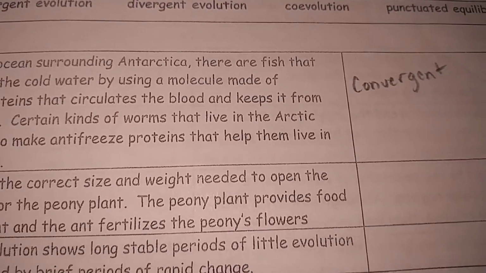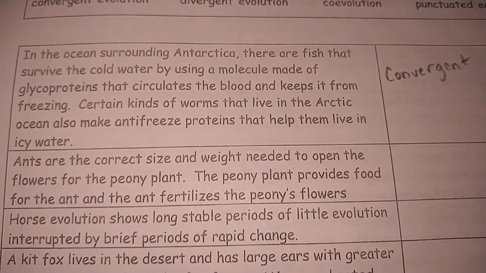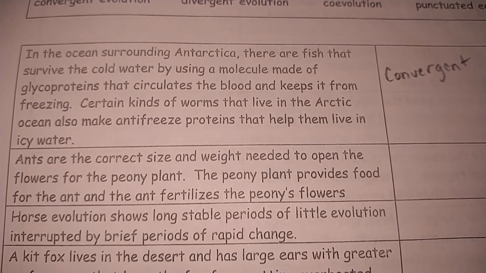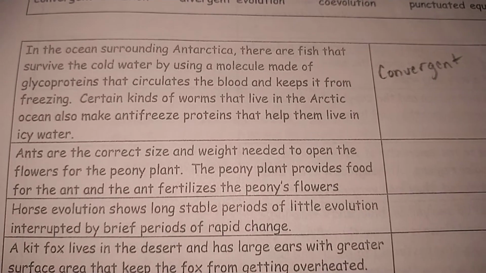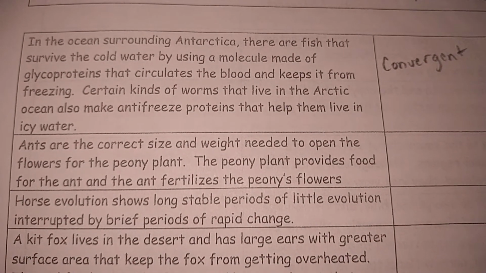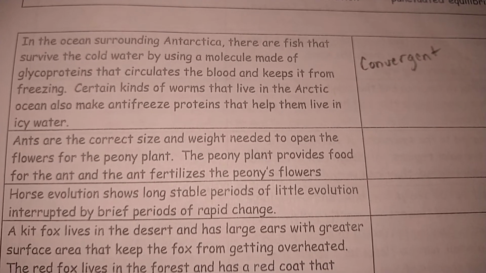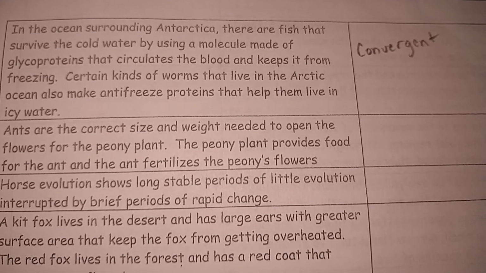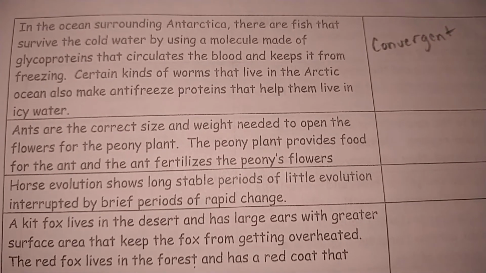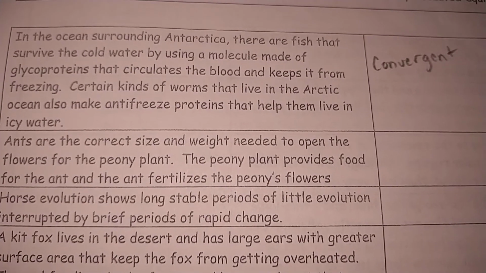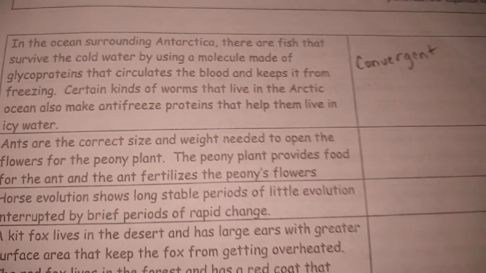Okay. Next we have ants are the correct size and weight needed to open the flower of the peony plant. Okay. They fit just right with each other. The ants are the perfect size to open the peony. The peony plant provides food for the ant, and the ant fertilizes the peony flower. Okay, so what happened over time was only the ants that are able to get into the peony and get food have survived. And only the peony that are able to be opened up by the ants are able to be fertilized and make seeds. So they have evolved these traits together.